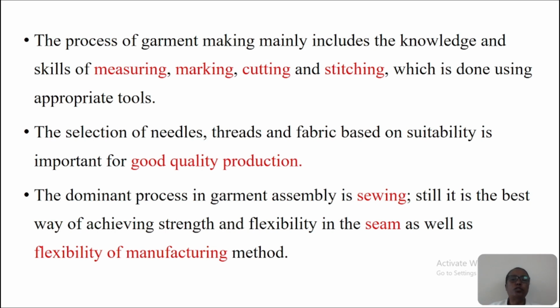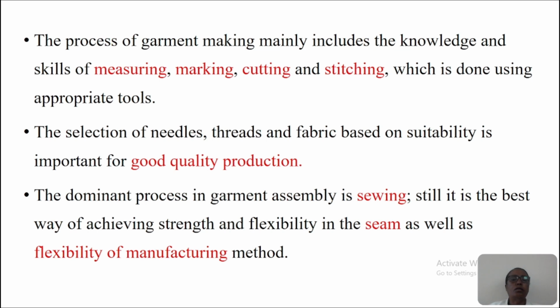Therefore, they use different tools and different machines, maybe a single lock stitch machine, a buttonhole stitch machine, or a button setting or tack machine, to stitch different types of garment. The selection of needles, thread, and fabric based on suitability is important for good quality production.